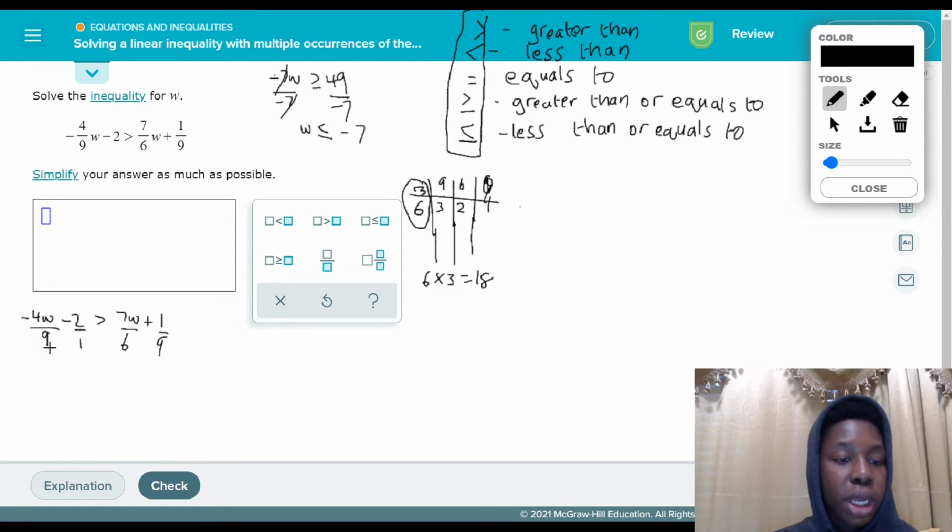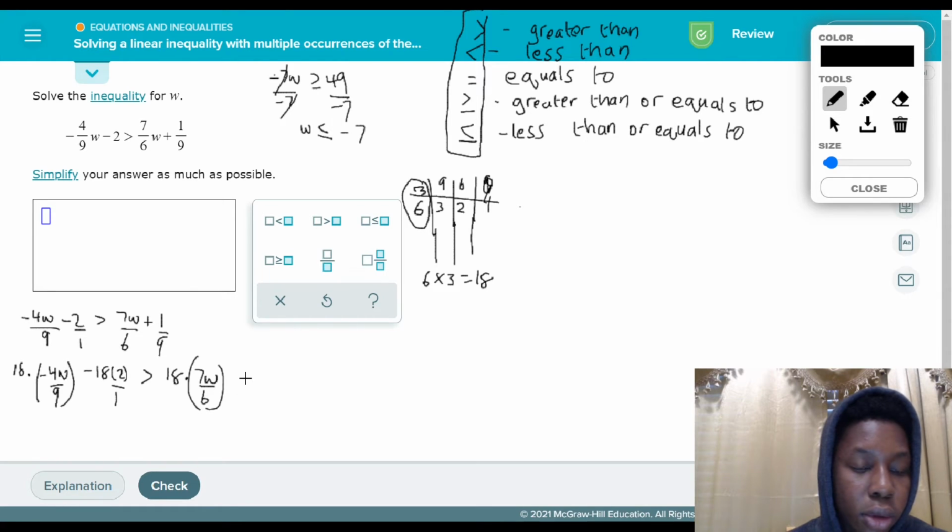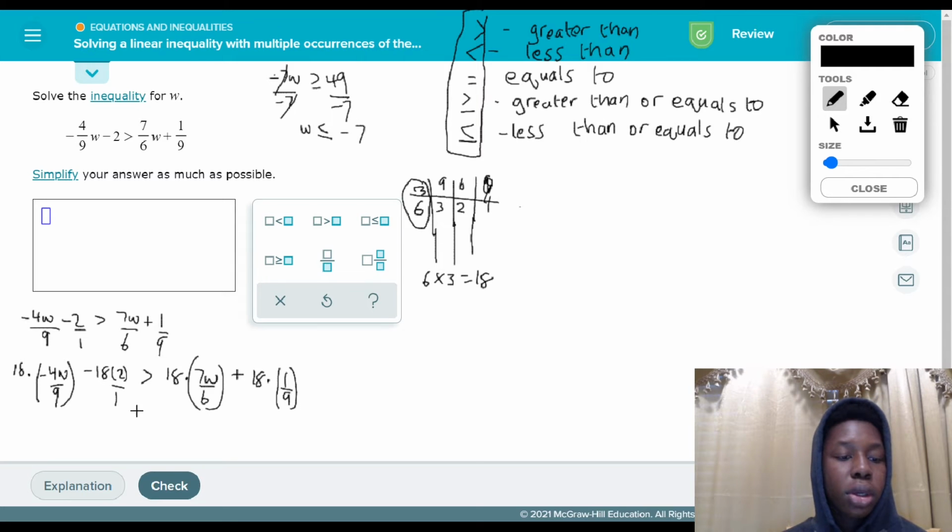So the next step is to multiply 18 by every part of the equation in this question. Okay, so let's do that. So this is 18 times minus 4w over 9, then minus 18 times 2 over 1 greater than 18 times 7w over 6 plus 18 times 1 over 9. So we'll multiply 18 by every part of the equation, each one of them.